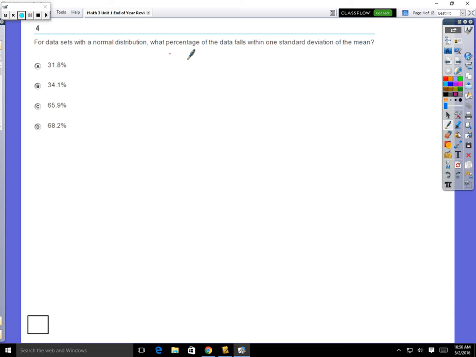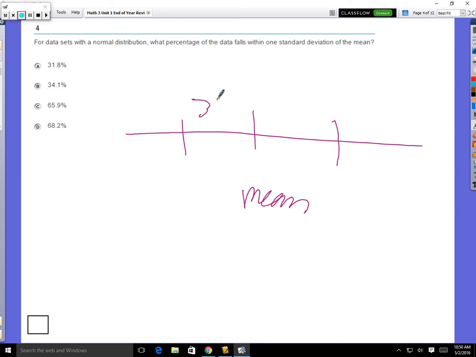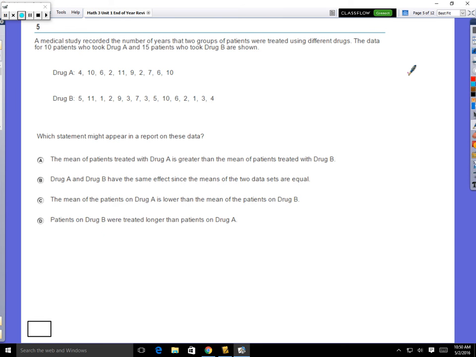Normal distribution. What percent of the data falls within one standard deviation of the mean? So here's the mean. One above and one below. That'd be 34 below, 34 above. So you gotta mark 68.5. Okay.